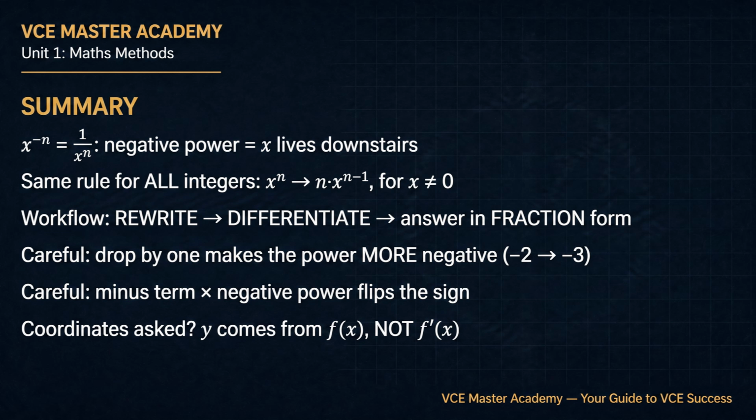Trap number 1. Drop by 1 means subtract 1, so negative 2 becomes negative 3. The power gets more negative. Trap number 2. When a downstairs term carries a minus sign, the negative power multiplies it and the sign flips. Minus 2 over x turned into plus 2 over x squared, remember. And the classic mark saver rides again. When a question asks for coordinates, the y value always comes from the original function, never from the derivative. If any line up there feels wobbly, scrub back to its board. That's exactly what the video is for.